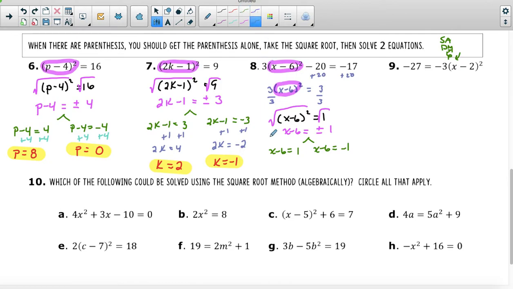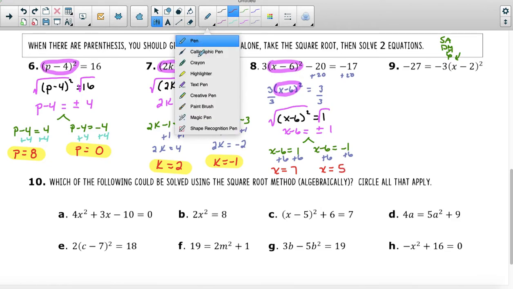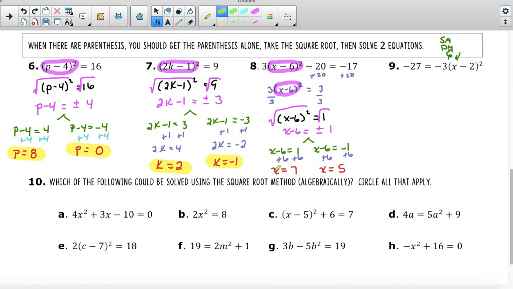We will solve this side, so we're going to add 6 to both sides. We'll have x is equal to 1 plus 6, which is 7. And on this side, we're going to add 6 to both sides. So x will equal negative 1 plus 6, which is positive 5. So our two solutions are x equals 7 and x equals 5.